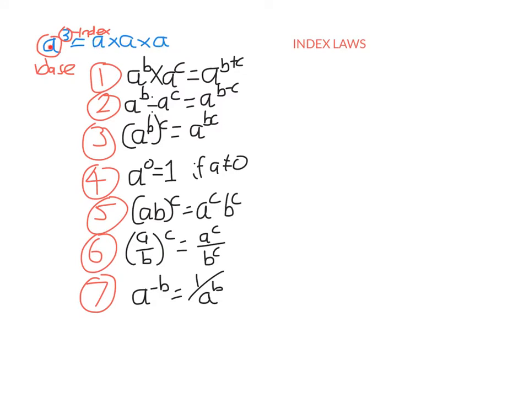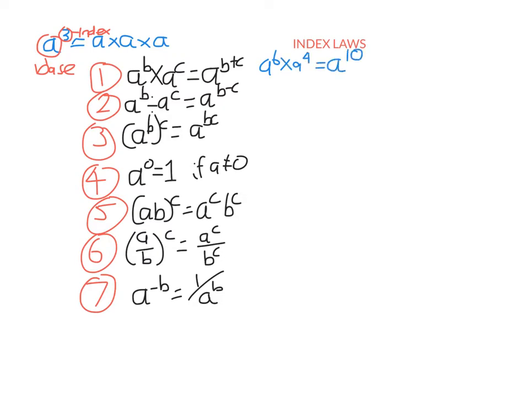So we call a, the thing that's being multiplied, the base, and the power, the little number there, is called the index. That's where we get the name index laws. So you have to know all of these index laws. Let's go through them one by one. Index law 1 says if you have something like a to the power of 6 times a to the power of 4, you keep the same base and you add the power.